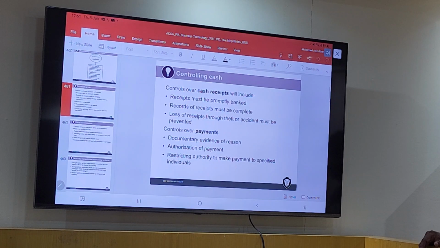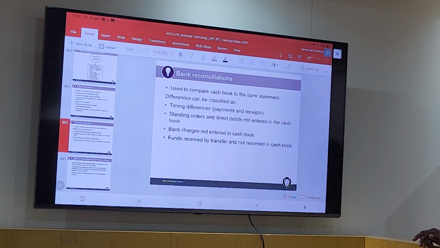Controlling cash. Controls over cash receipt will include: receipt must be properly done, on time, in full. Then records of receipt must be complete. Loss of receipt through theft or accident must be prevented. Controls over payments: documentary evidence of receipt, a unique payment voucher, authorization of payment, someone must authorize, and restricting authority to make payment to specified individuals.